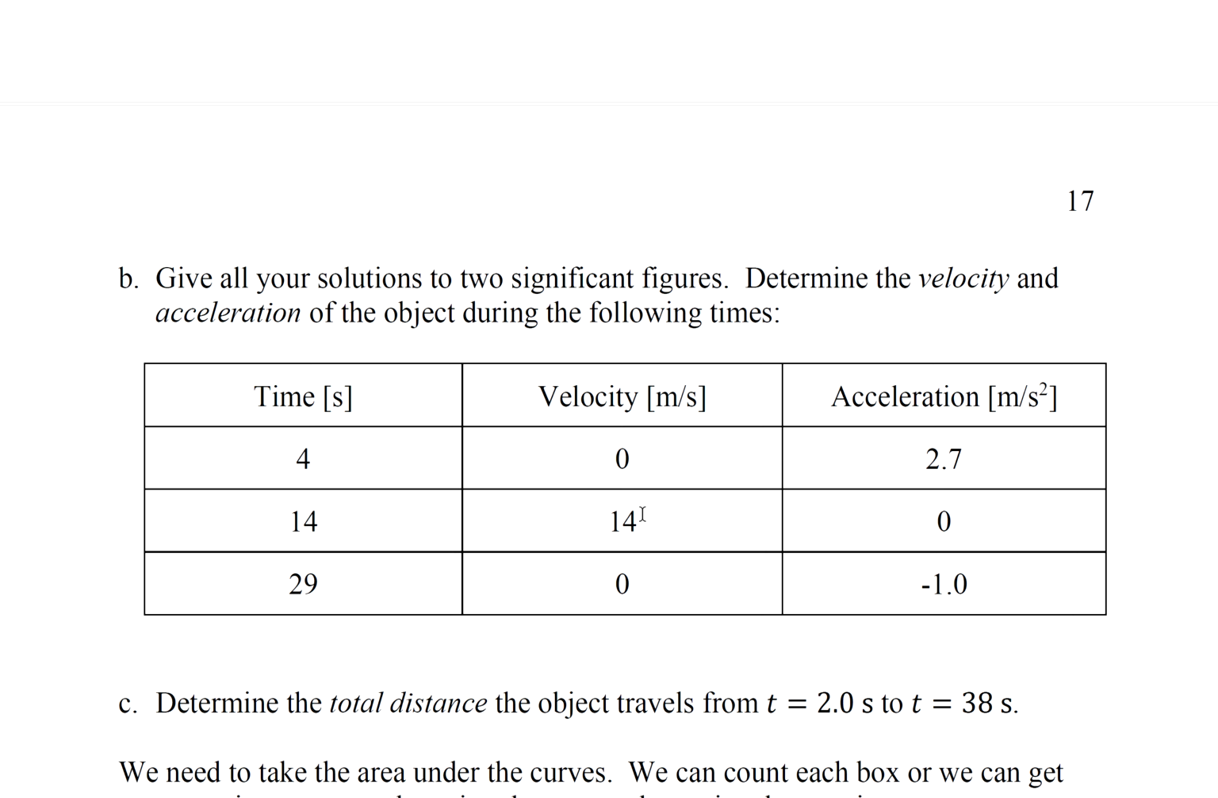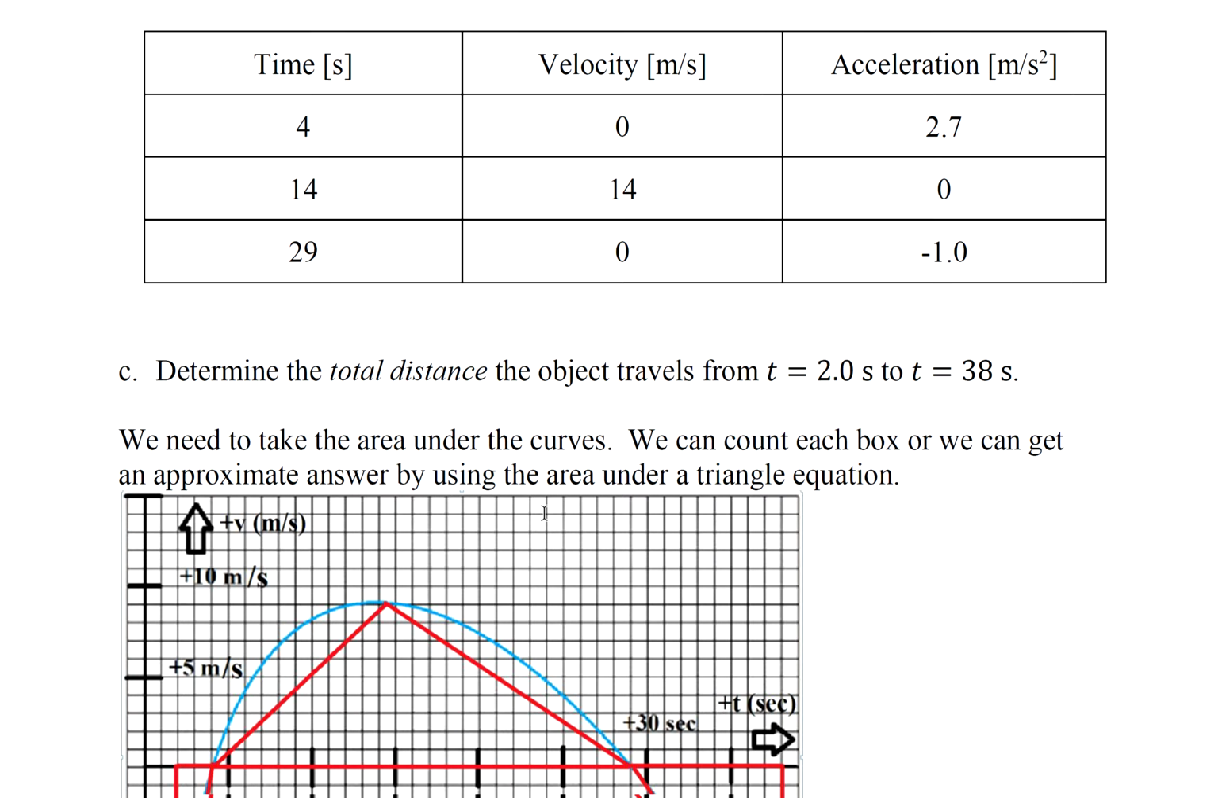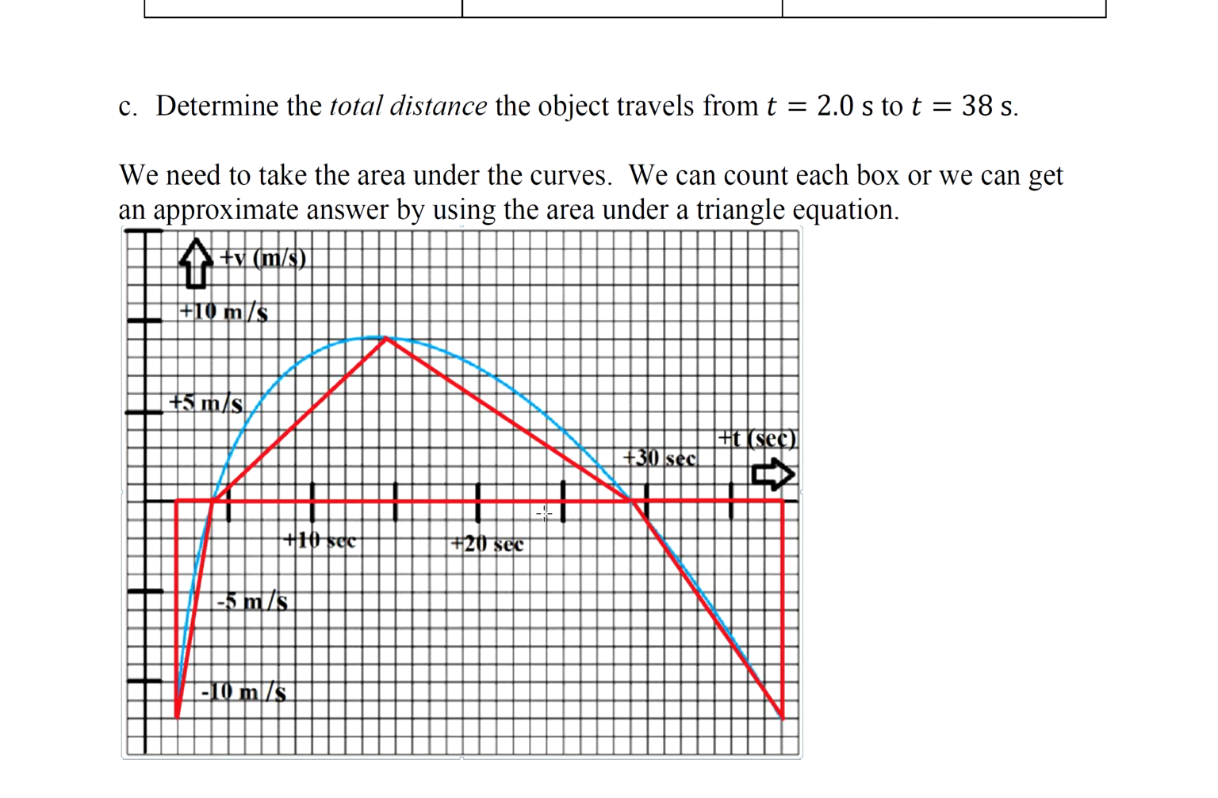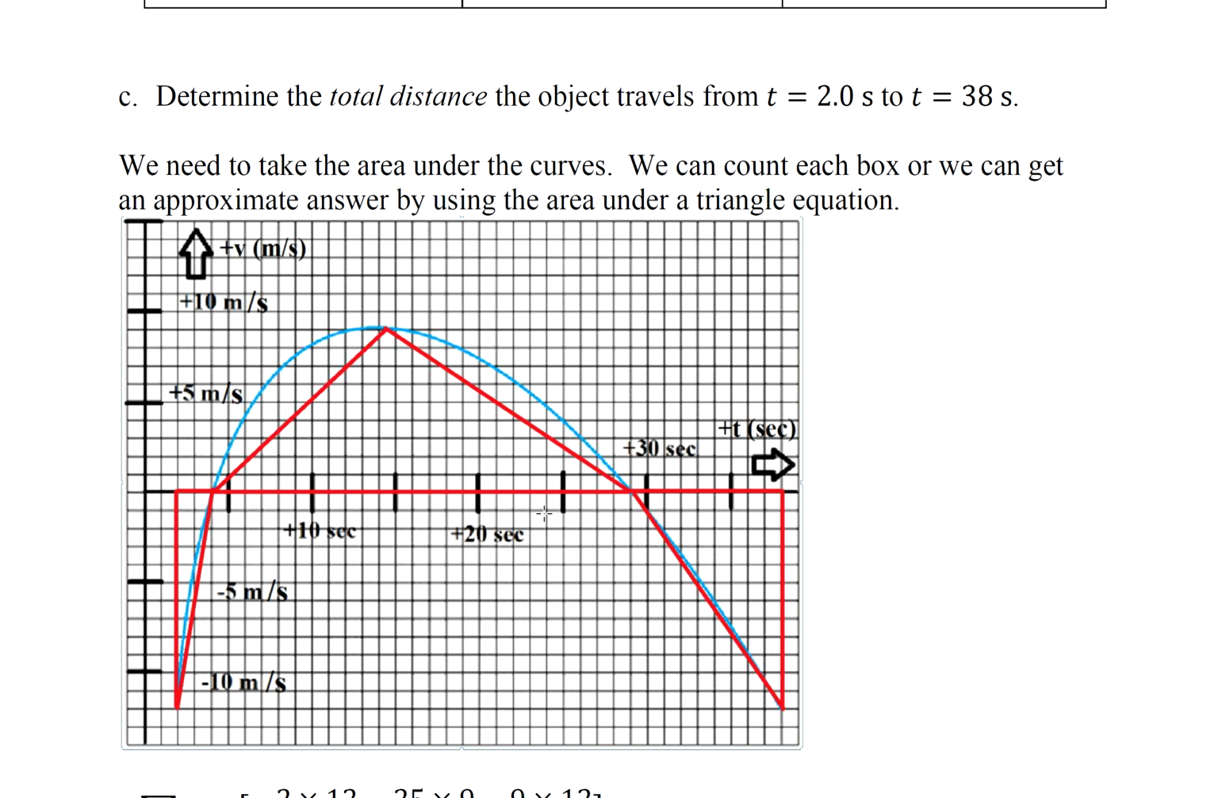And the acceleration, remember, we need to take 2 points. And we draw a line and we take the slope. So once again, this should be the number 9. Part E, determine the total distance the object travels from 2 seconds to 38 seconds. We need to take the area under the curves.